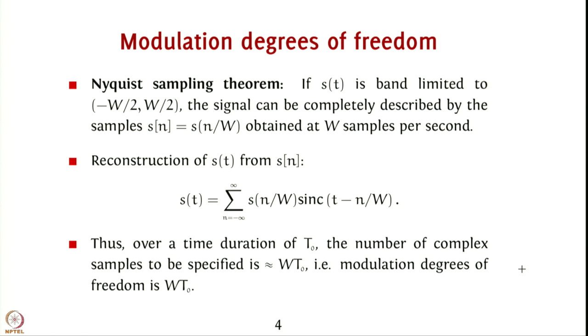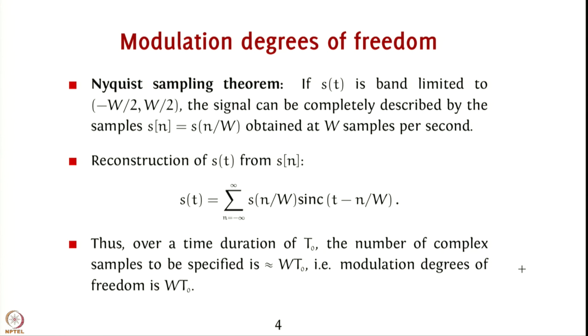To make this more formal, we will recall the Nyquist sampling theorem from the digital signal processing that you have already seen, but using terminology that we have been using so far. If S of t is a signal that is band limited to between minus W upon 2 to W upon 2, then the Nyquist criterion says that this signal can be completely described by the samples S of n upon W. In other words, if you sample the signal S of t at W samples per second, those samples can be used to reconstruct S of t without any loss of information. This is the same concept that you have come across in the context of digital signal processing.